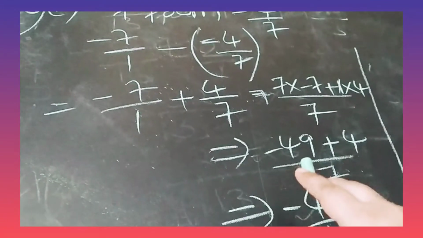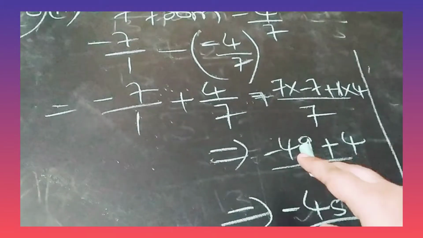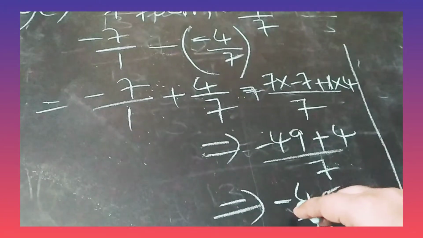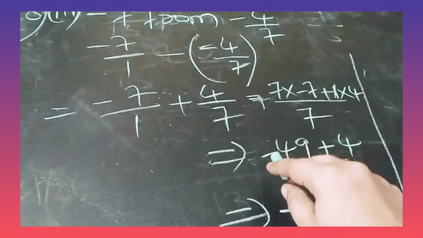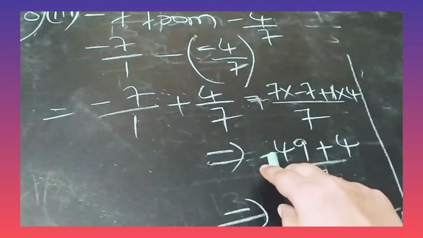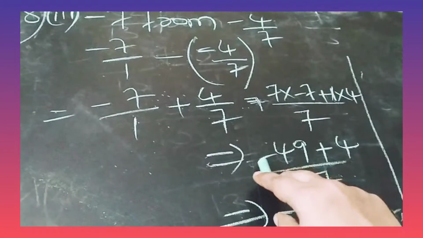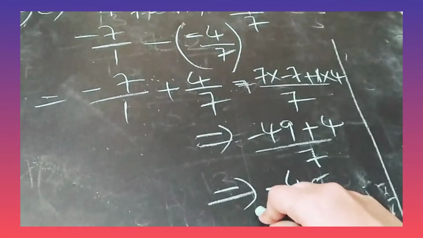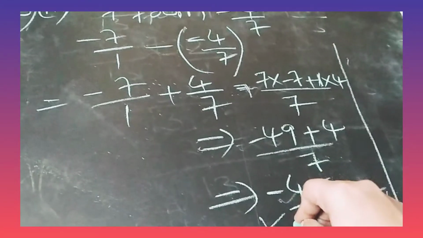Okay, minus 49 plus 4 means what you have to do? 49 minus 4 you have to do. What is 49 minus 4? It is 45. Okay, now you have to see which number is bigger here. 49 is bigger. Before 49 what is there? Minus is there now. It is a bigger number now, so you have to write here minus. Okay, answer is minus 45 by 4. Okay, this is the answer.